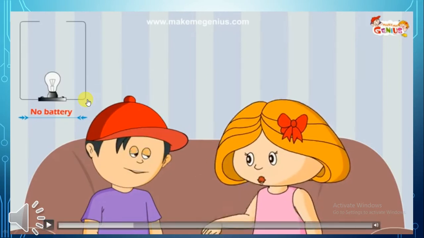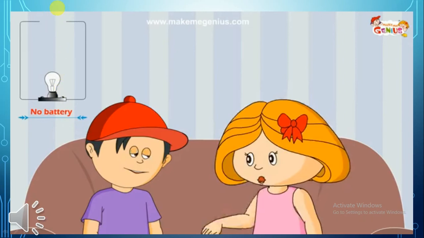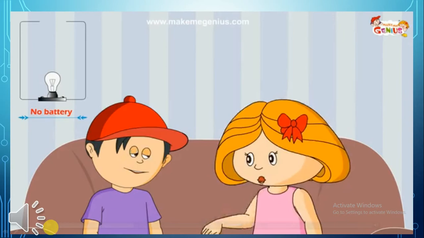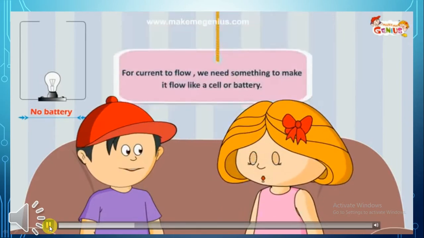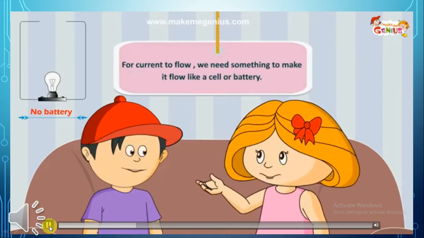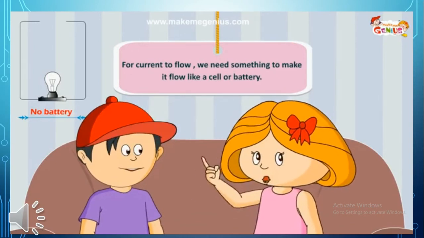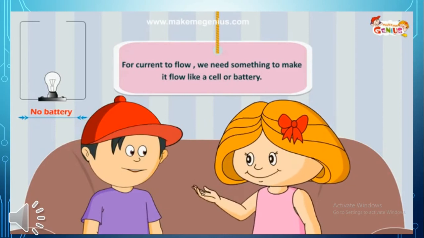So guys, if there is no battery in the circuit, will it be an electric circuit? No. Why? Because I don't have the electric source. I don't have the battery, so no electricity, no energy. Okay, let's continue. So, the first condition for the flow of electricity in a circuit is that there should be something to make the electrons flow.